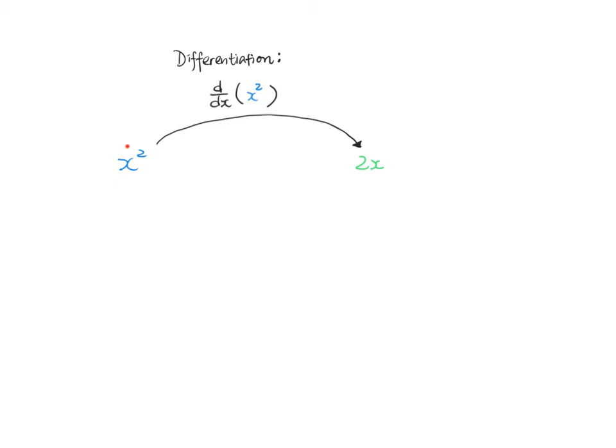Let's start with a function x squared. If I differentiate this function with respect to x, I obtain 2x. Now in this chapter we are learning the reverse of differentiation, going back to x squared from 2x. And this process is called integration.